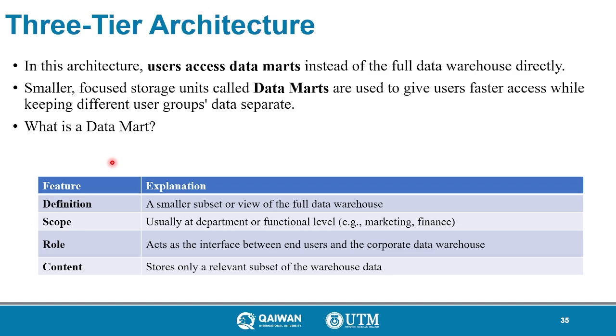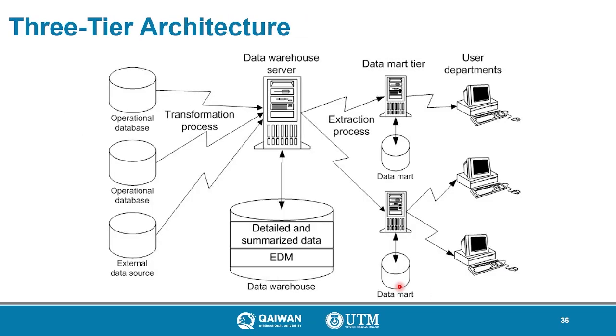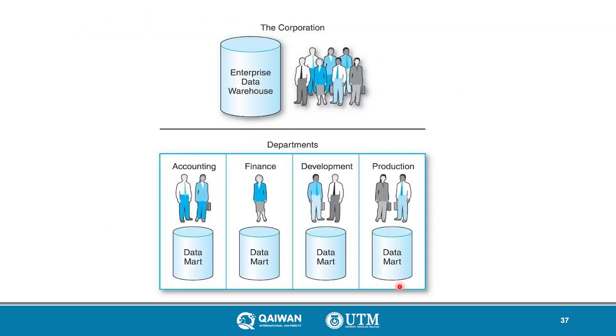Now, if you ask me what a data mart is, here's the definition. The definition is a small subset or view of the full data warehouse. The scope is usually a department or a functional level: marketing, finance, sales, and so on. The role is to act as an interface between users and the corporate data warehouse. The content stores only a relevant subset of the warehouse data, as we see here.